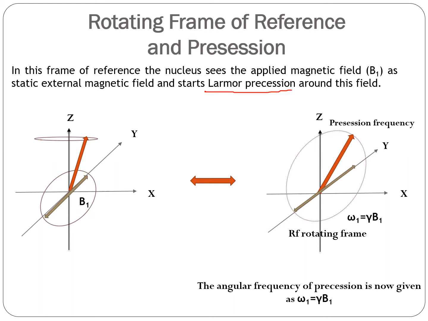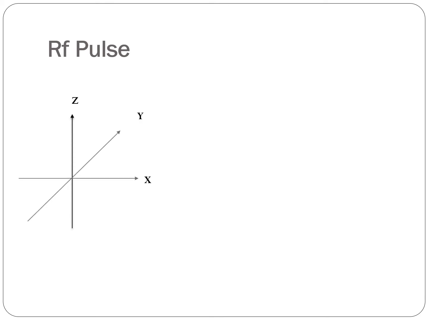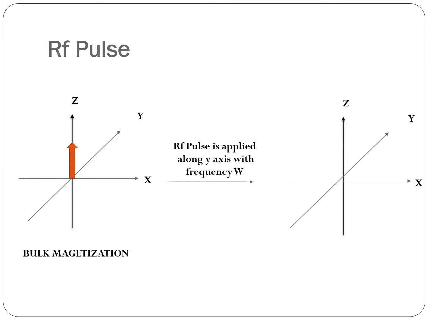Now the bulk magnetization takes that path. So what happens now? We are giving an RF pulse. What is meant by RF pulse? The frequency which is given to this bulk magnetization is called the RF pulse. So how much pulse is that? Whenever we apply the RF pulse, what happens?